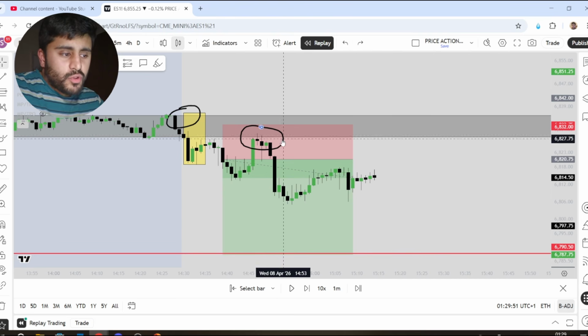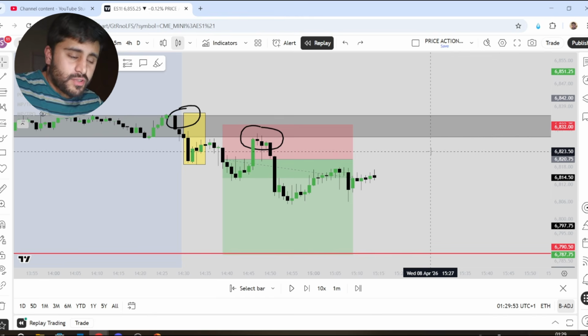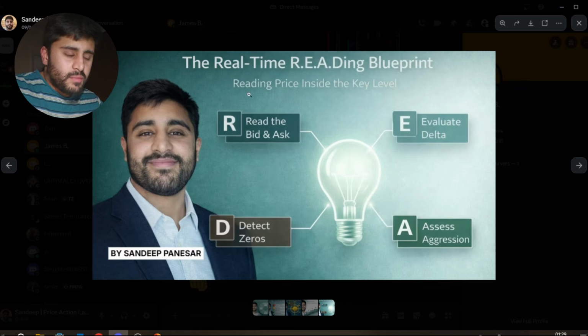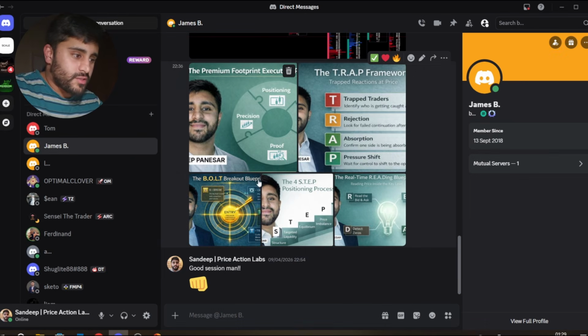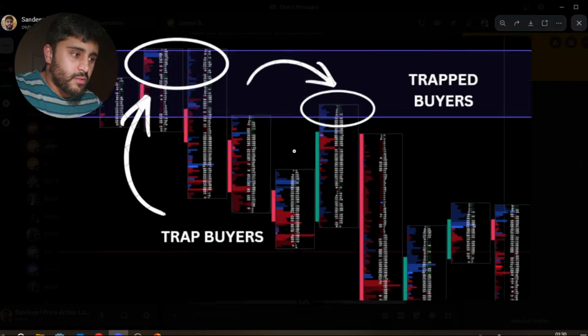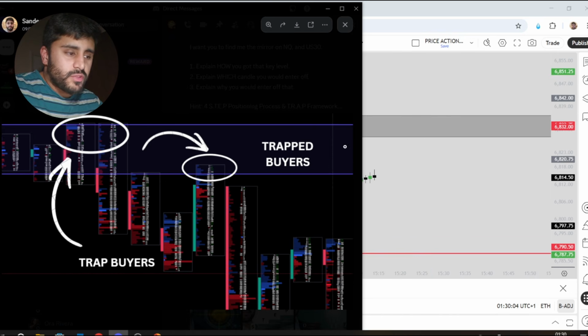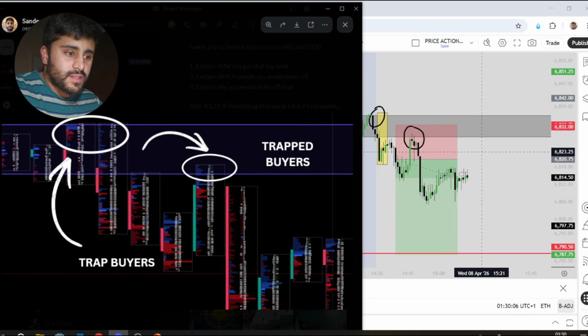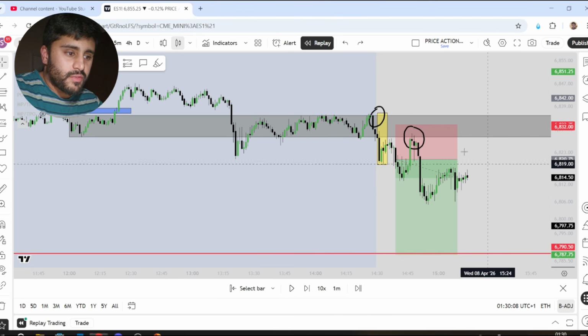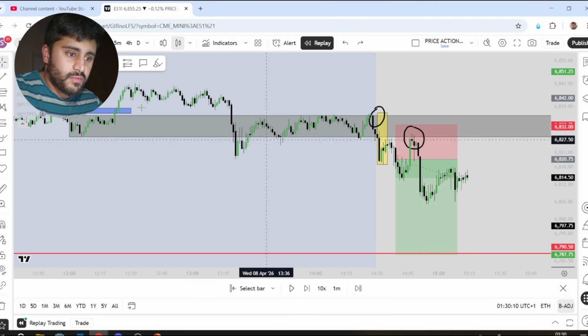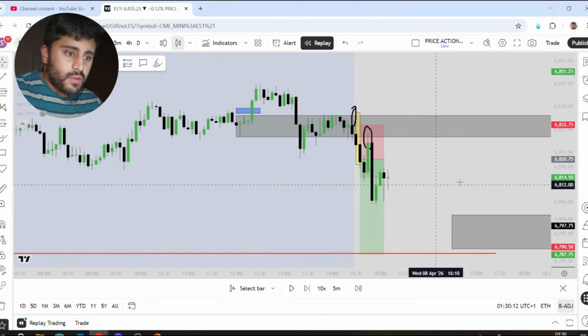What you need to understand is once you've followed the 4-step positioning process, you then want to move to the real-time reading blueprint. So what that means is you want to be reading the bid and ask. And so I'm going to get these up side by side. Here we go. So this key level you see is the same as this key level, right? This is now, let's just go to the 5-minute time frame. There we go. So here we are.